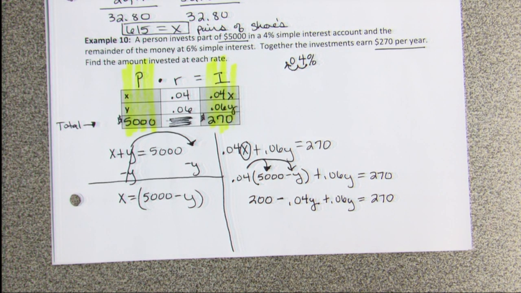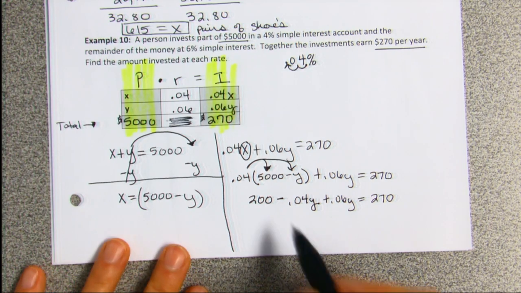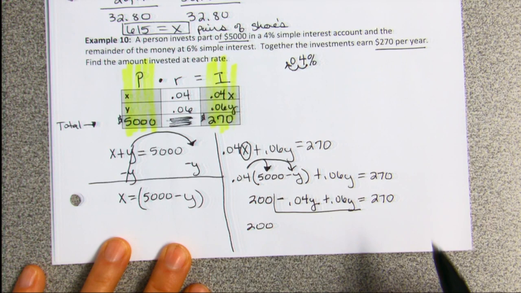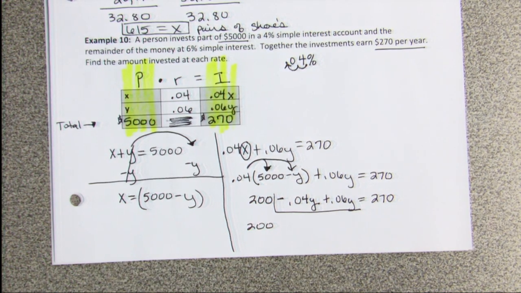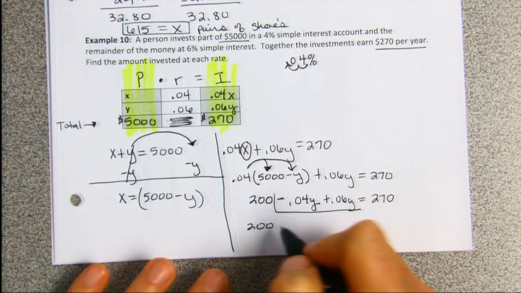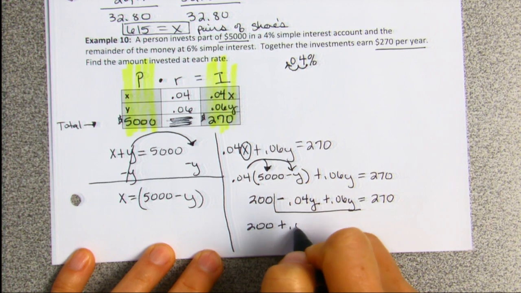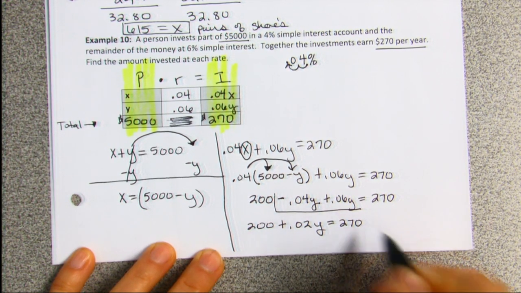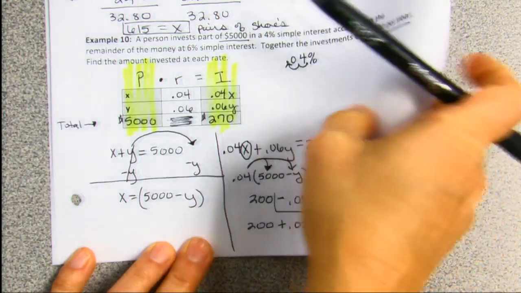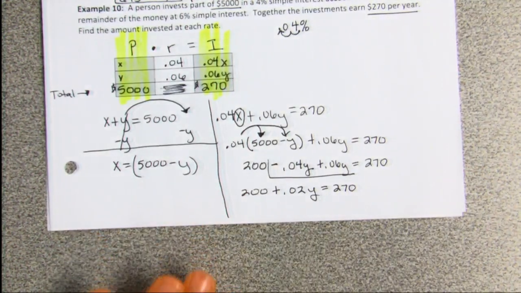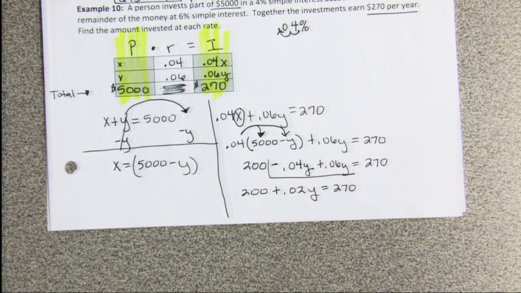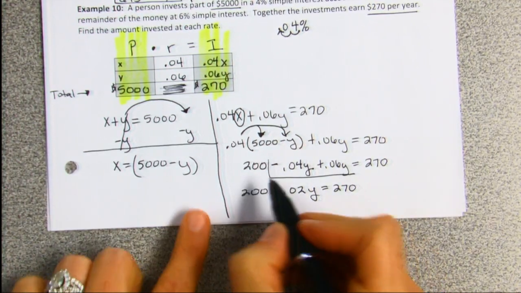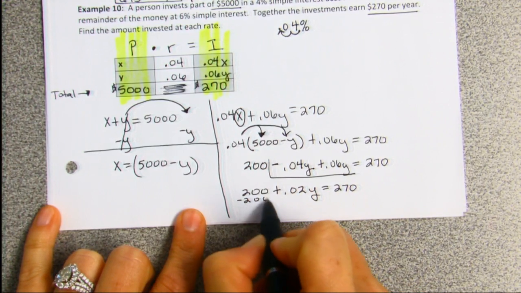What can we combine now? Like terms of the y's, so I have 200, a negative 0.04, and a positive 0.06 is a positive 0.02y equals 70. Now let's get y by itself. Let's subtract 200.